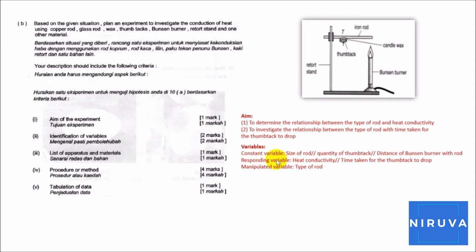And as for the responding variable, it is based on the result of the experiment. And here we want to investigate the heat conductivity or the time taken for the thumbtack to drop. And as for the manipulated variable is the type of rod, meaning that a variable that can cause changes. Okay, and then list of apparatus and materials. Okay, so here we are already given some of the list of apparatus and materials. So just write down. So we're going to use copper rod, glass rod, candle wax, thumbtack, Bunsen burner, retort stand and also stopwatch to get the time taken for thumbtack to drop.